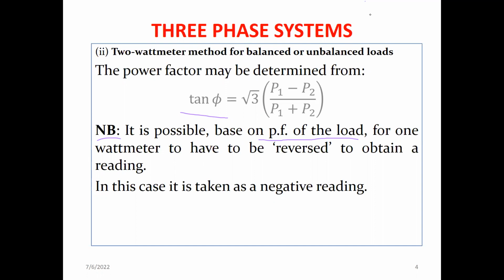You should note that, based on the power factor of the load, it is possible for one wattmeter to be reversed to obtain a reading. In this case, it is taken as a negative reading. This is how you determine the power factor of a two-wattmeter method in balanced or unbalanced loads.